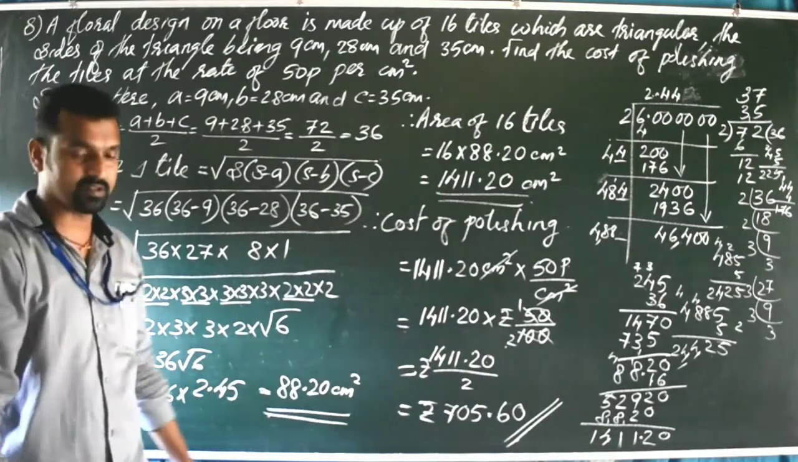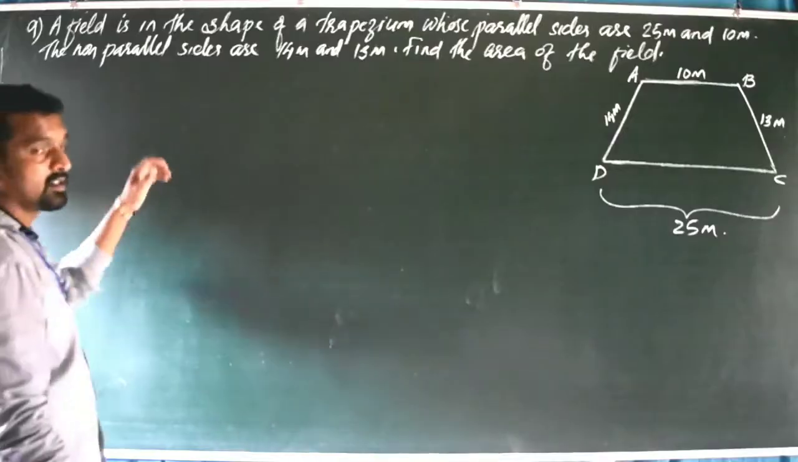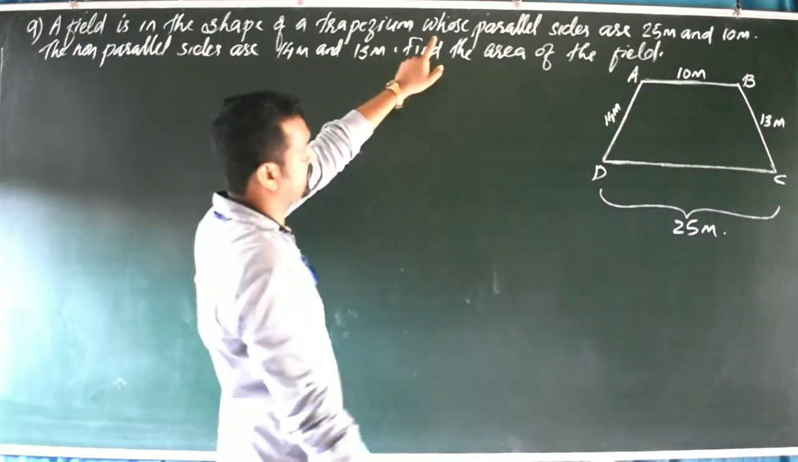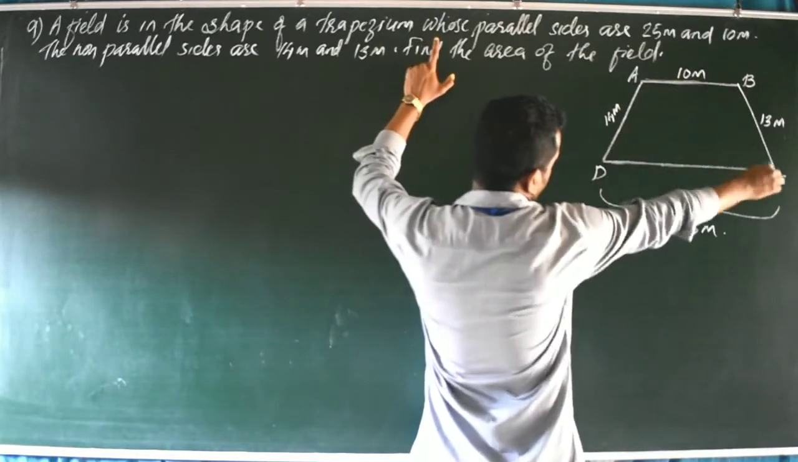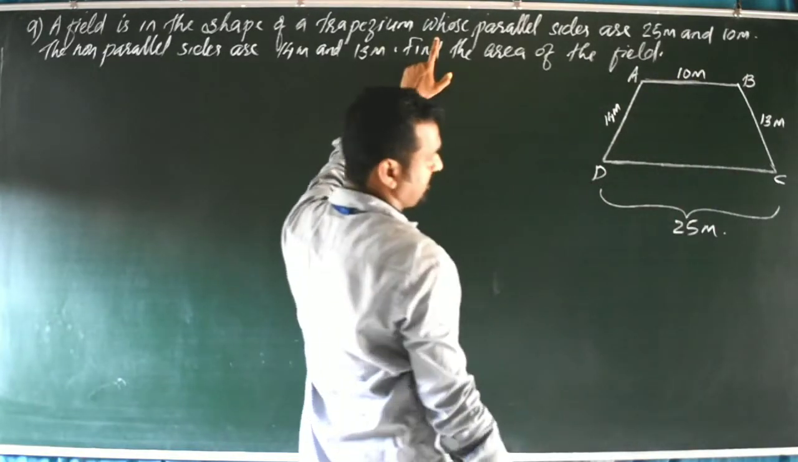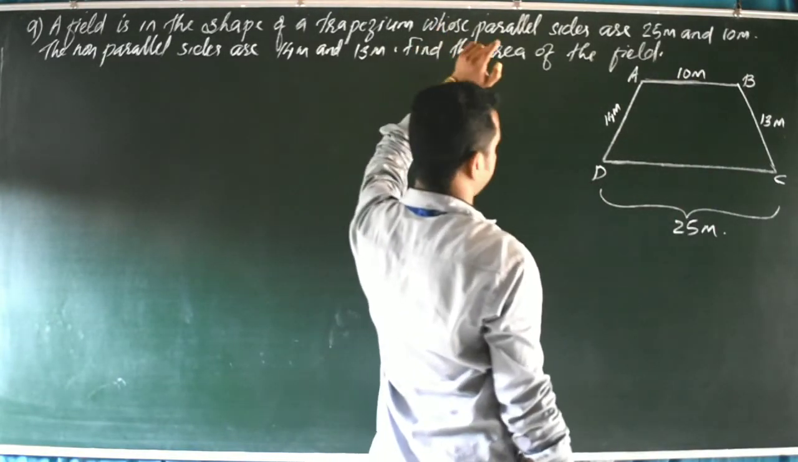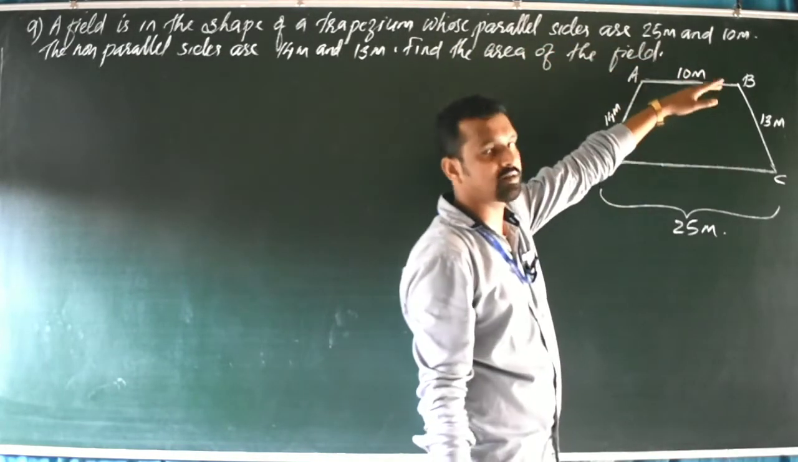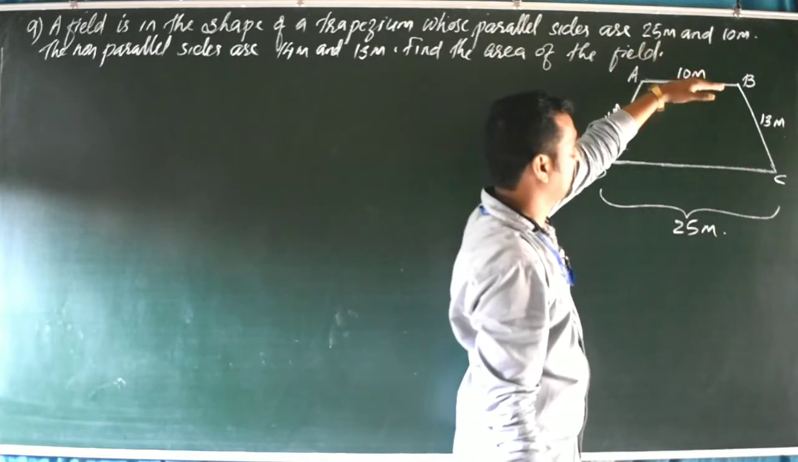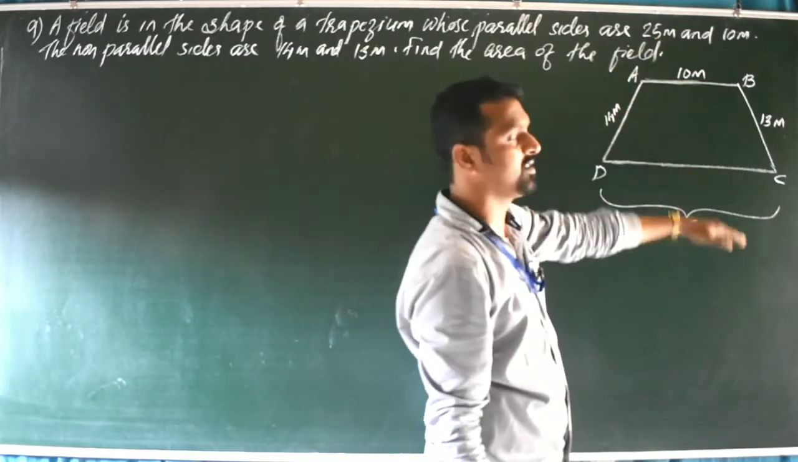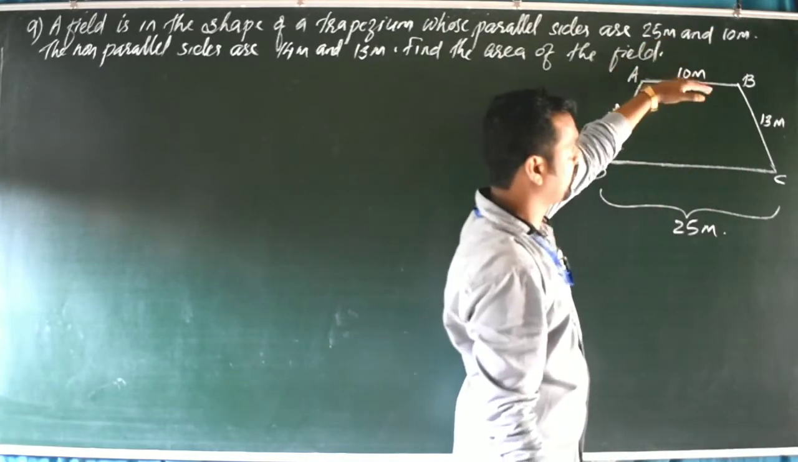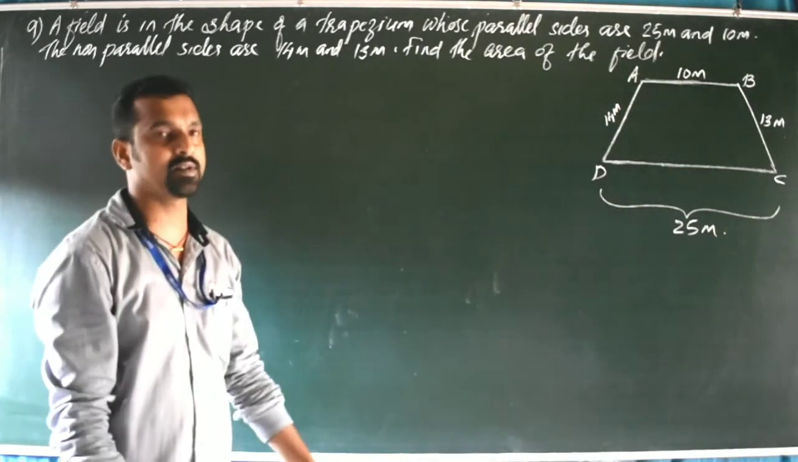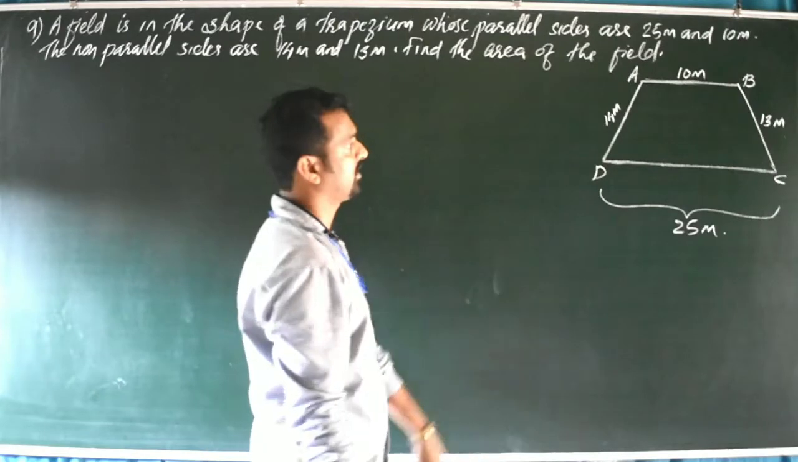Okay, now question number 9. See the question. A field is in the shape of a trapezium. ABCD is a trapezium. What is meant by a trapezium? Any one pair of opposite sides parallel is called a trapezium. In this trapezium I have drawn AB and DC parallel. That is, in a quadrilateral, if any one pair of opposite sides are parallel, then it is called a trapezium.